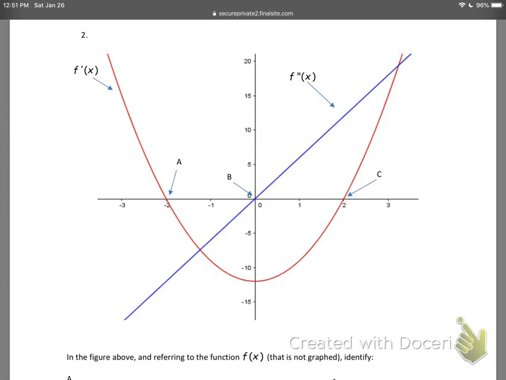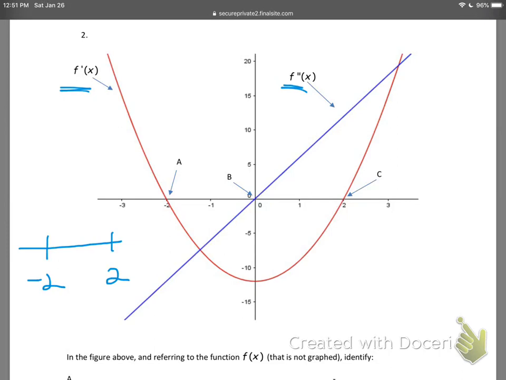Okay, in problem number 2, they're asking you to identify certain points on this graph. Notice that this is the graph of the first derivative, not of the original function. And then the purple is the graph of the second derivative. Looking at points A, B, and C, since this is a first derivative graph, I have critical values at -2 and 2. I know these are my critical values because that's where the first derivative equals 0.